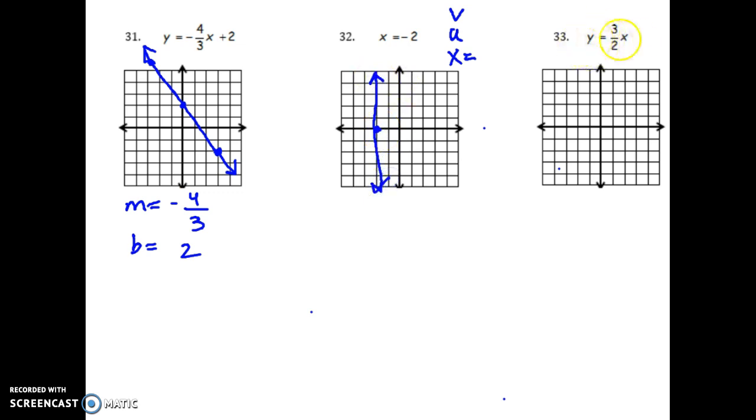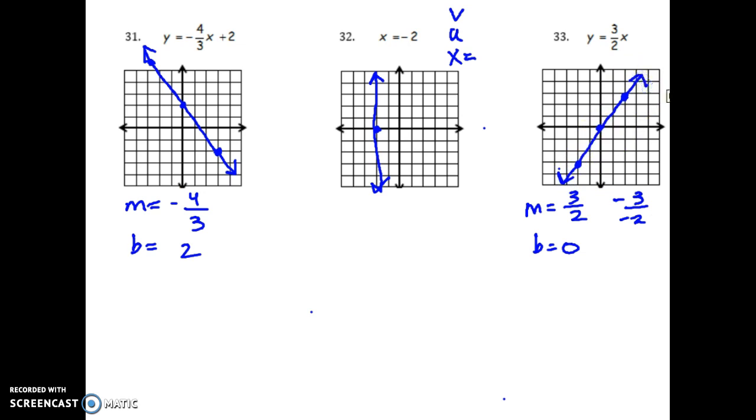All right, so in this case, I have an x and a y, so it's not a special case. I know my slope is 3/2. And my y-intercept is 0. So I'm going to start at 0 here. Slope of 3/2, so rise 3, 1, 2, 3 over 2. Or I can remember also go down 3 to the left 2. 1, 2, 3, 1, 2. There we go. And I can draw my line.